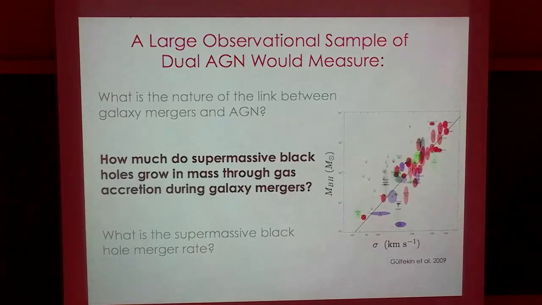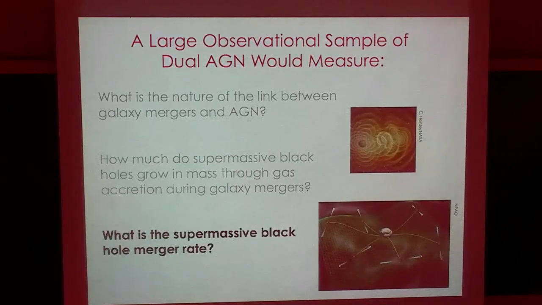Dual AGN are also actively accreting black holes in the midst of a galaxy merger, so we can use them to measure how much black hole mass growth occurs during mergers. The tightness of the M-sigma relation can be understood in part if black holes build up some amount of their mass in the course of the galaxy merger. So we can use dual AGN to measure what the mass accretion rate is of the black holes at different phases in mergers. And finally, since dual AGN are the smallest separation black hole pairs that we've been able to observationally resolve and confirm so far, they can offer some of the tightest observational constraints on the black hole merger rate, which is necessary for future gravitational wave experiments to know how often supermassive black holes should be merging and what their masses are.